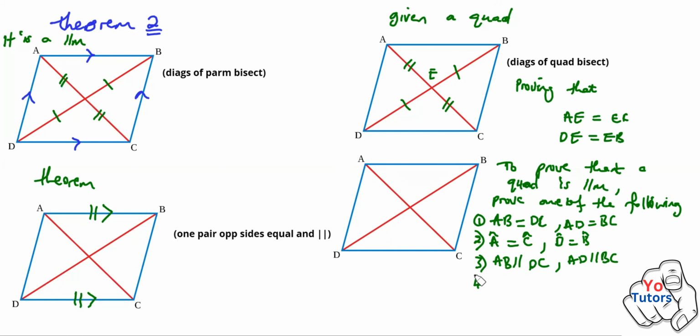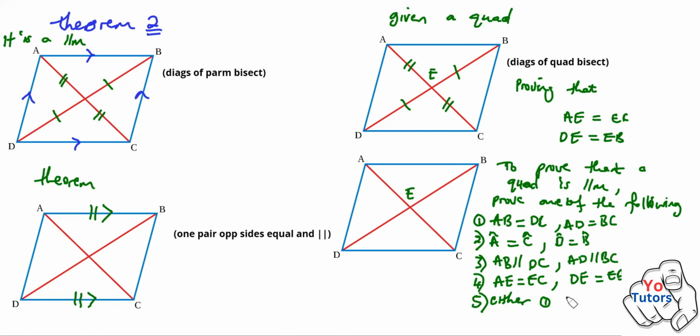Then number four, we must see the diagonals bisecting each other. That is going to be AE equal to EC, and also DE equal to EB. If you are able to prove any of these, then we know that you are coming right. Now, what else can we add there? We can also add that one pair.